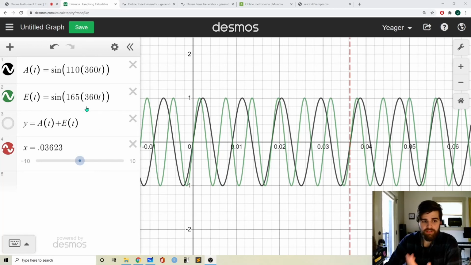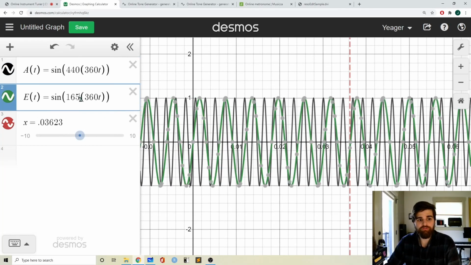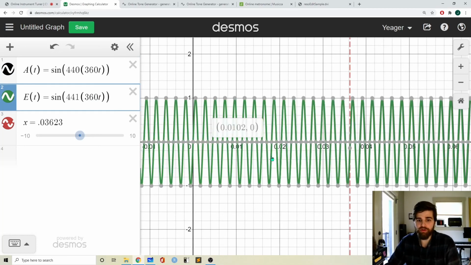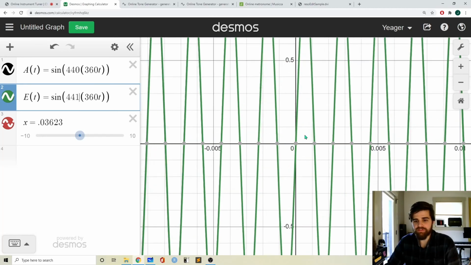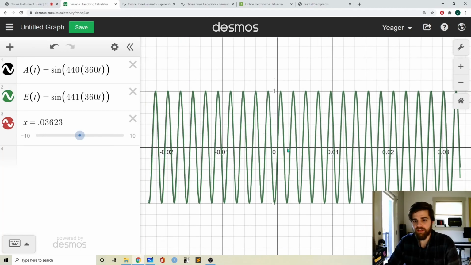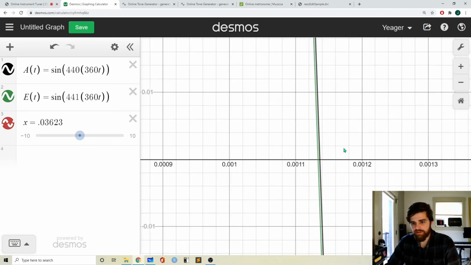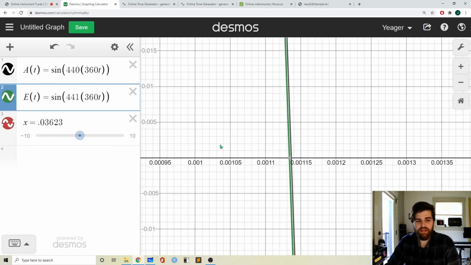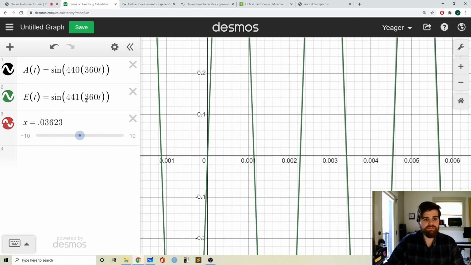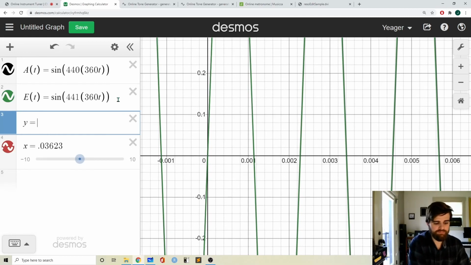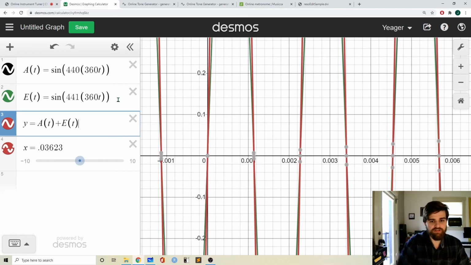To look at this further, we can go back to the graph and take a look at what 440 hertz and 441 hertz would look like together. And you can't even see the difference. Again, it's very slight. You can't even see that there are two functions there unless you really, really zoom in. You can see there's actually two lines. But if we combine those two functions, so if we combine those two notes, we're going to be able to see that interference really clearly.